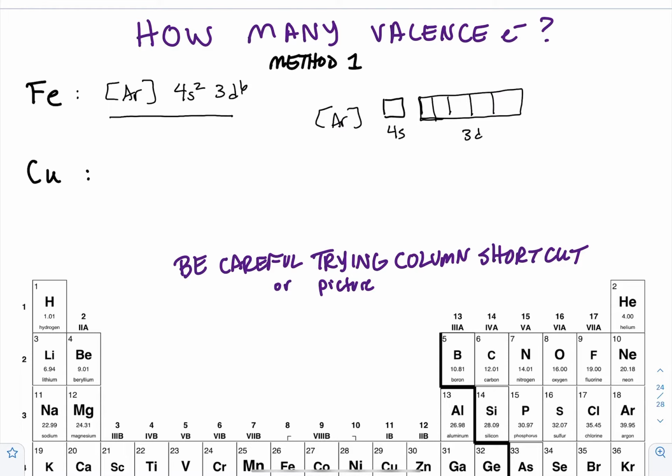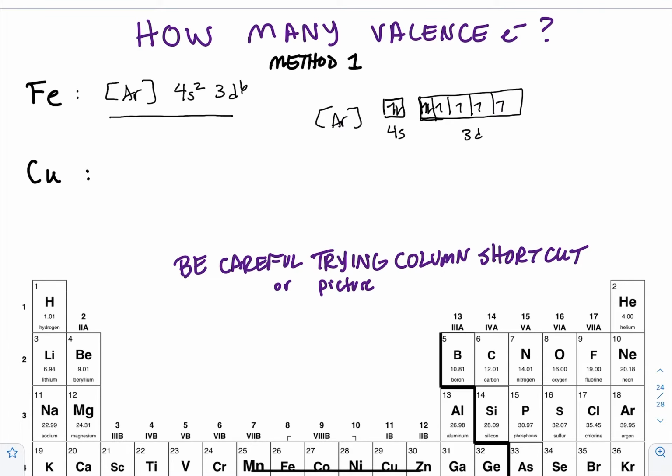So this is the 3d, and again, he's got 1, 2, 3, 4, 5, 6. And notice that his 2 4s electrons are also filled, because you fill the 4s before the 3d, which is weird, I know. So, how many valence electrons does it have?